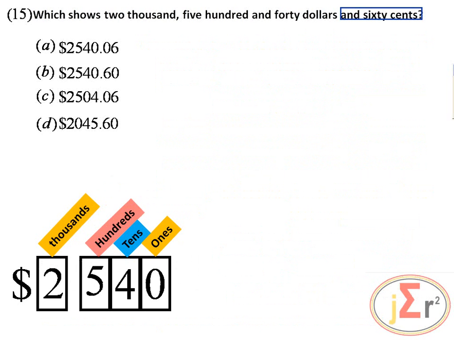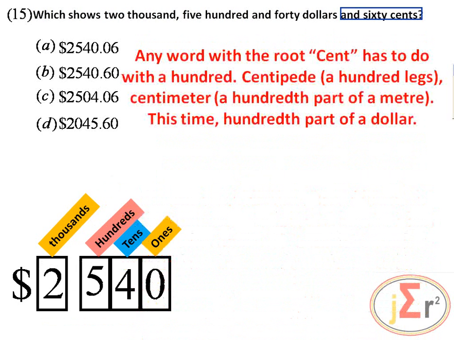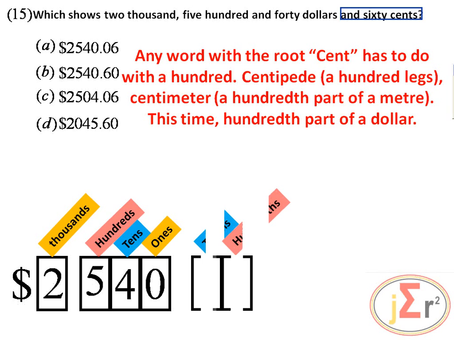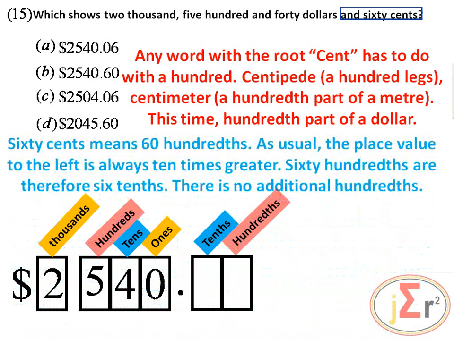And 60 cents. Any word with the root cent has to do with 100. Centipede, 100 legs. Centimeter, 100th part of a meter. This time, 100th part of a dollar. Right. So your cent is the 100th part of a dollar. 60 cents mean 60 hundredths.